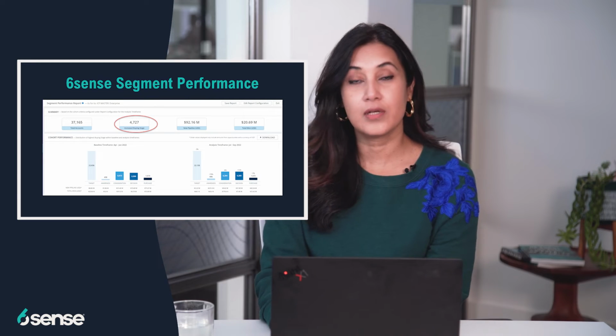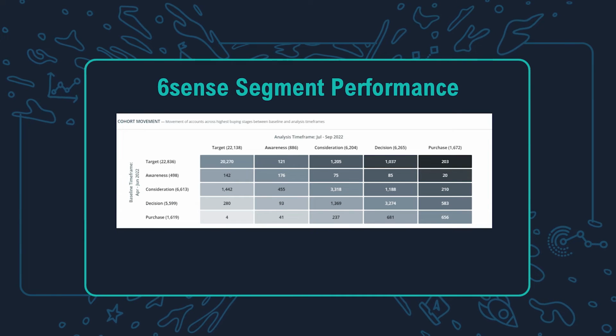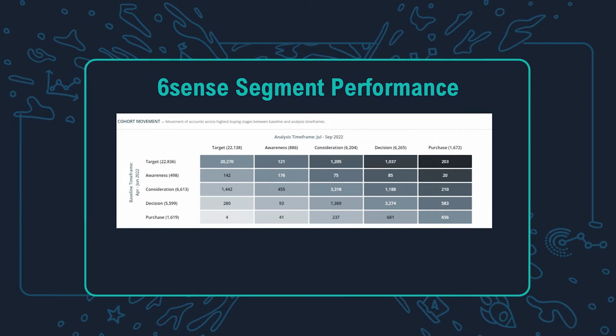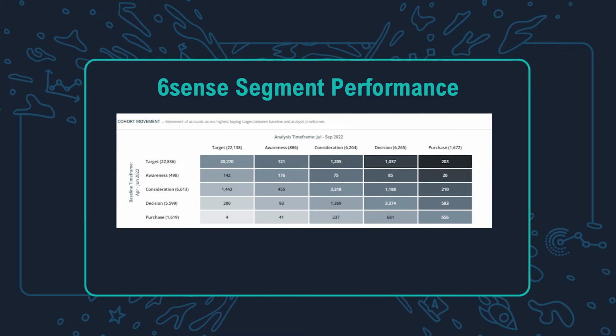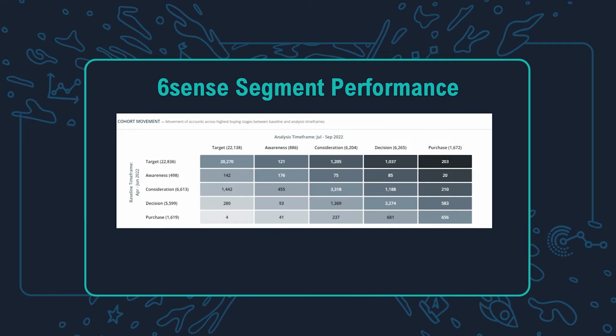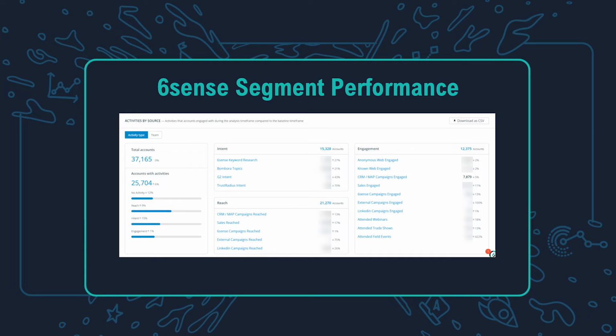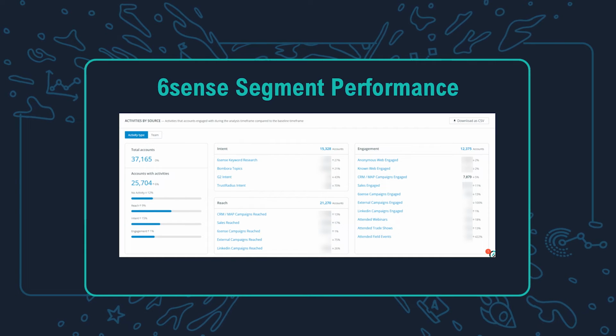And the beauty of the report is it's all clickable and drillable. And so you go to that next level of granularity and you'll see that about 600 of the accounts that were in decision stage last quarter are now in purchase stage. Great, all right, so which campaigns are actually helping move the needle there? And this view that you're seeing on screen now is probably the most valuable for me.